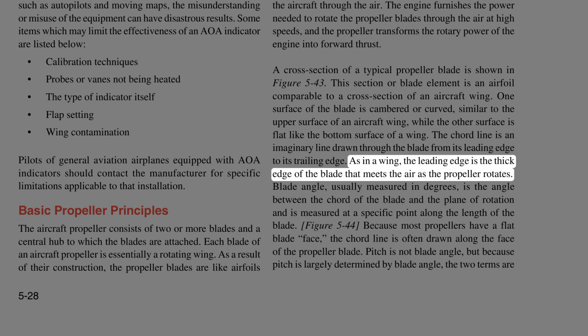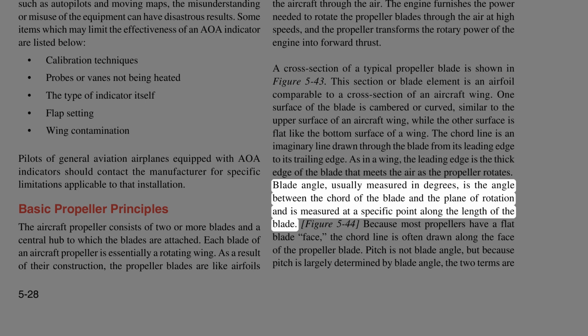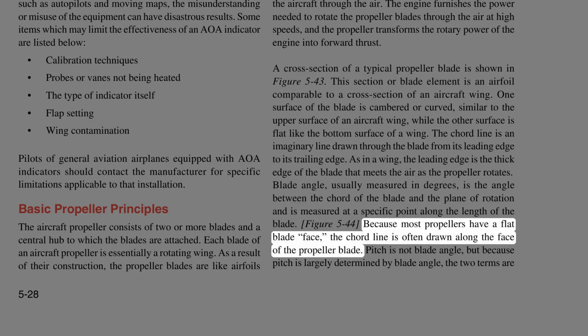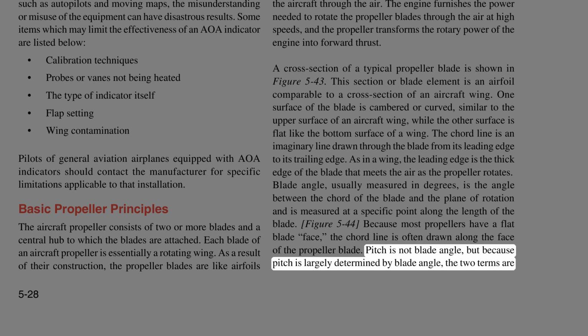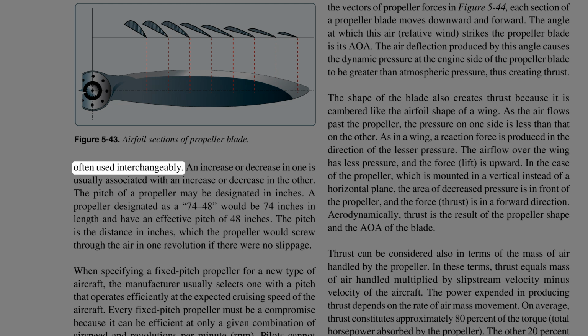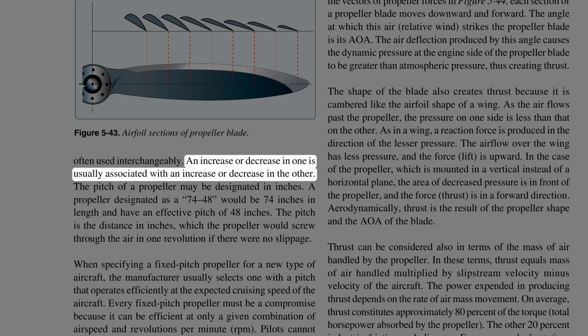As in a wing, the leading edge is the thick edge of the blade that meets the air as the propeller rotates. Blade angle, usually measured in degrees, is the angle between the chord of the blade and the plane of rotation and is measured at a specific point along the length of the blade. Because most propellers have a flat blade face, the chord line is often drawn along the face of the propeller blade. Pitch is not blade angle, but because pitch is largely determined by blade angle, the two terms are often used interchangeably. An increase or decrease in one is usually associated with an increase or decrease in the other.